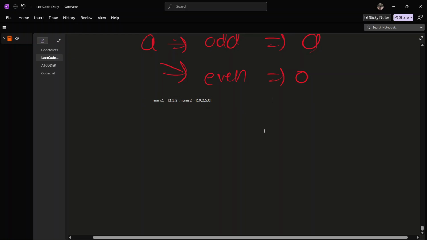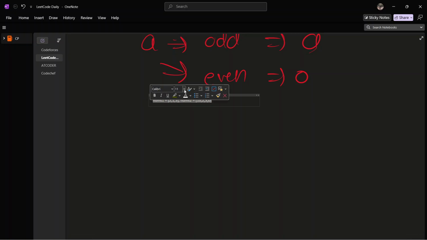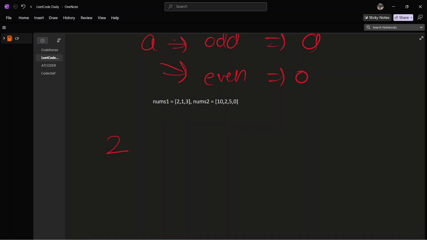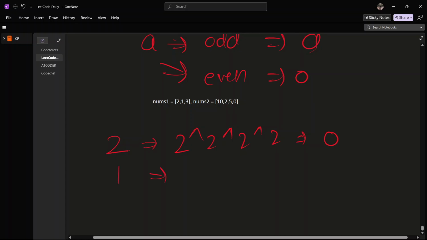Okay, so nums1 is 2 1 3, right? To make this bigger in size. That's one. So 2 will be present for 4 times. So it will look like something this, which will give us 0. 1 will be present 4 times. So 1 will contribute 0 to the answer.